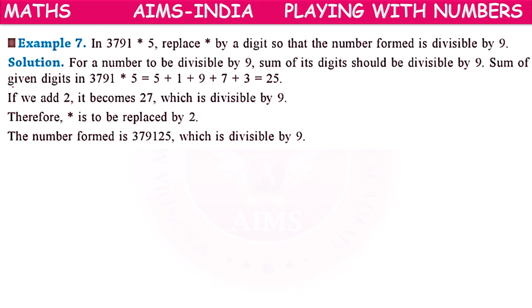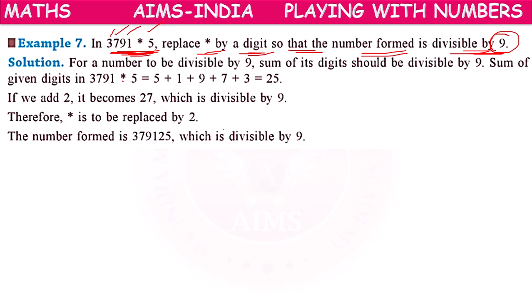Next. In 3791*5, we have an asterisk symbol here. Replace this asterisk symbol by a digit so that the number formed is divisible by 9. How to check whether it is divisible by 9 or not: we have to do the sum of all the digits. If that is divisible by 9, then the total number is divisible by 9.